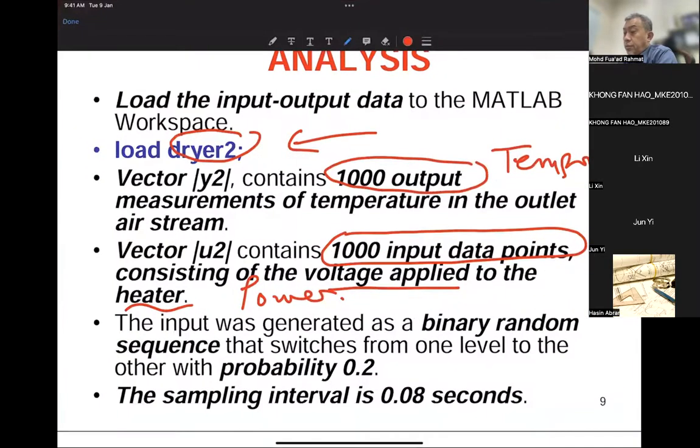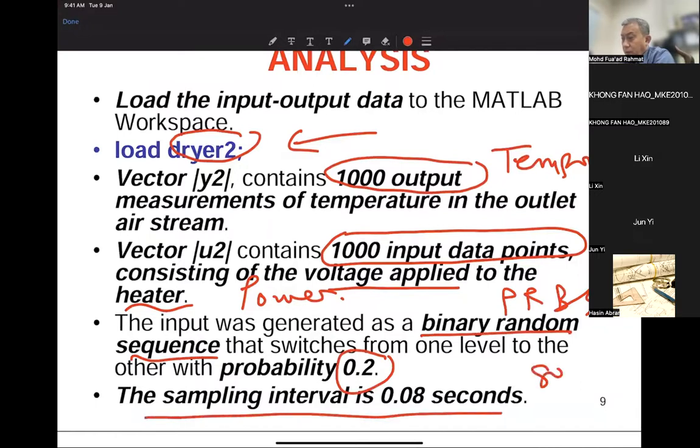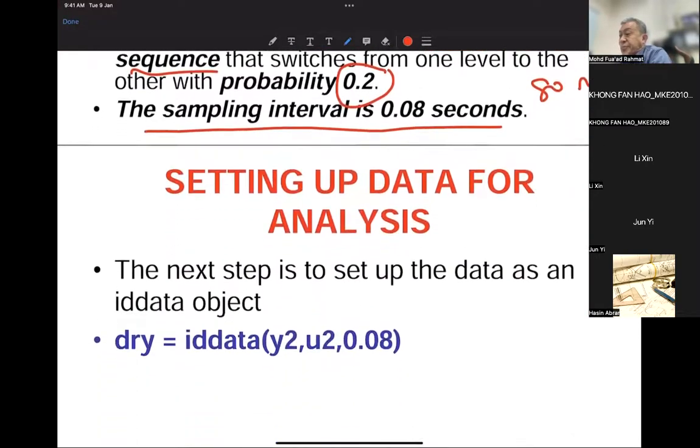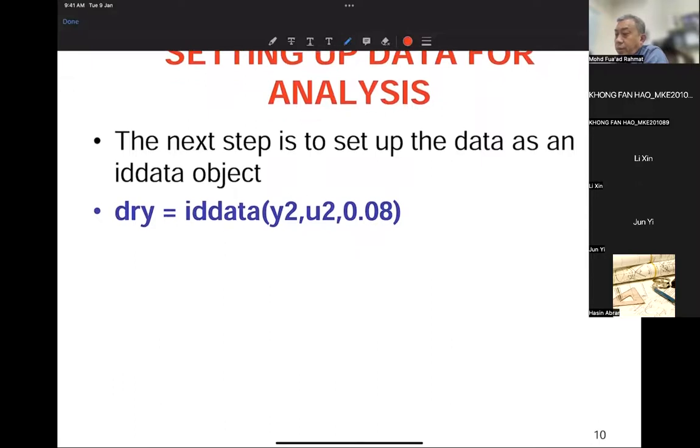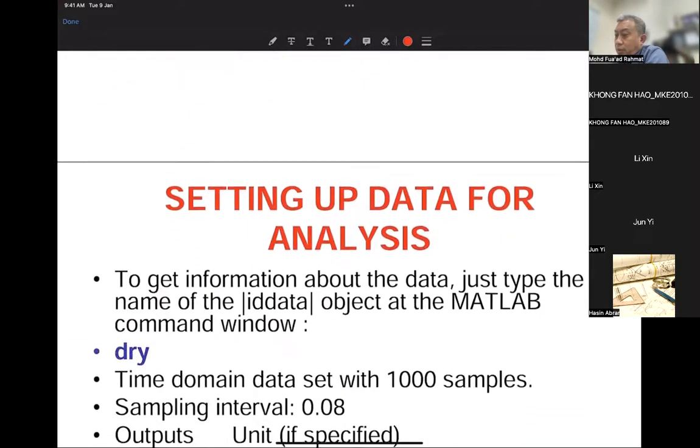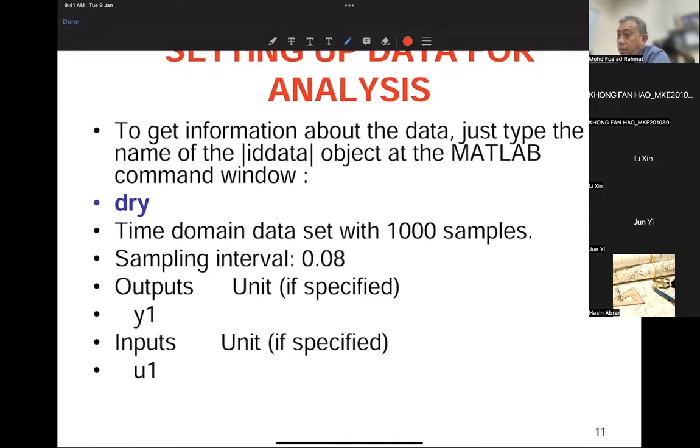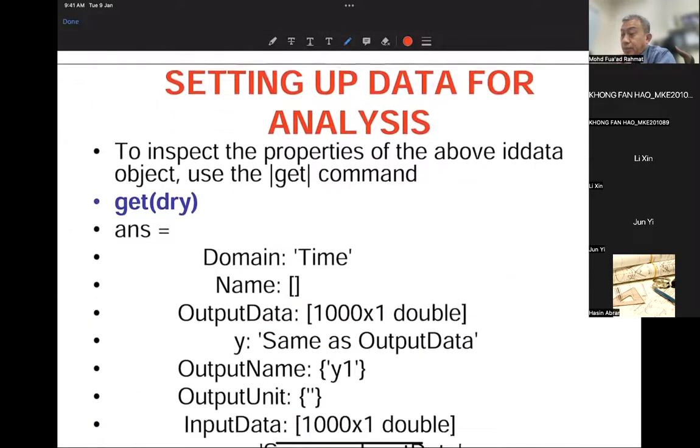The input was generated using a binary random sequence, a PRBS, that switches from one level to the other with a probability of 0.2. The sampling interval is 0.08 seconds, which is 80 milliseconds. First, we create the data using the command with output, input, and the sampling time 0.08, and when you press enter, it will give you the output data and the input data.